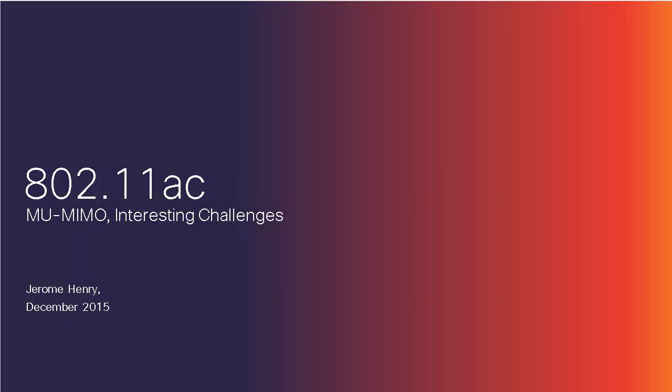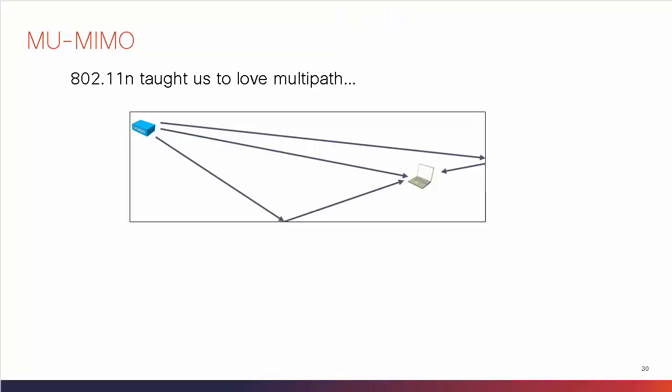So what I'd like to go through with you is look at the way transmission happens so you understand what happens in the background, and then you can decide on how MU-MIMO is going to help increase the efficiency of the cell. The first thing we need to keep in mind is that 802.11 taught us to love multipath.